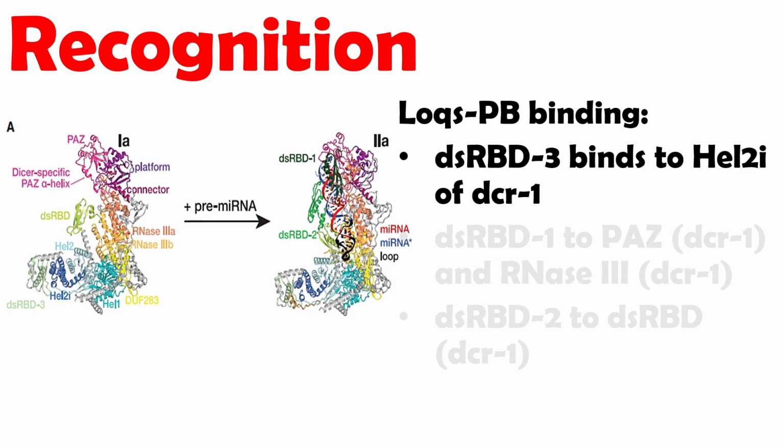So in LOXPB binding, the double stranded binding domain 3 binds to the helicase domain of Dicer 1. This helps to fasten the LOXPB belt around the substrate RNA. Substrate RNA here is the precursor microRNA.